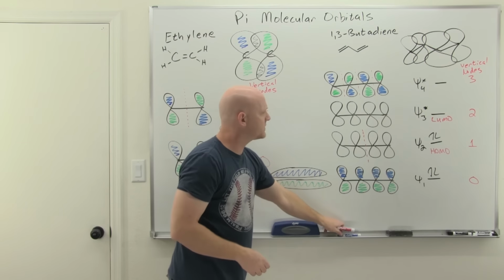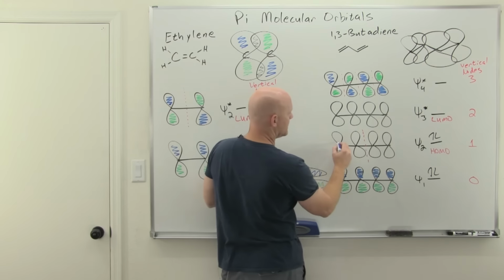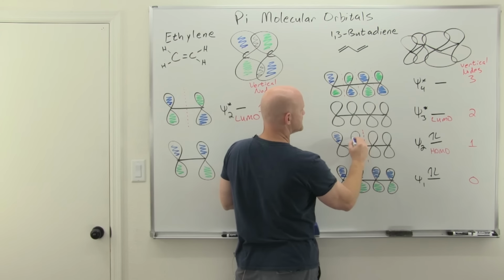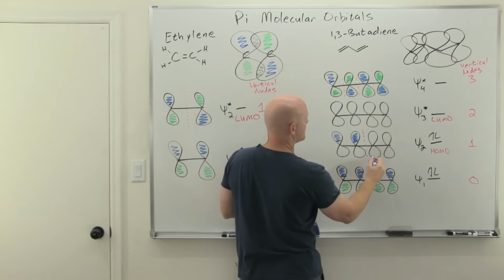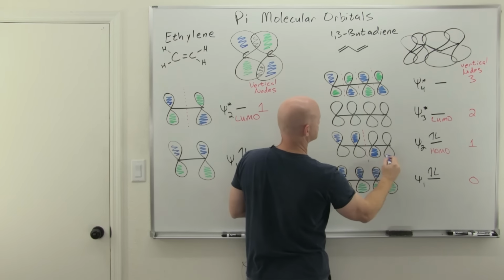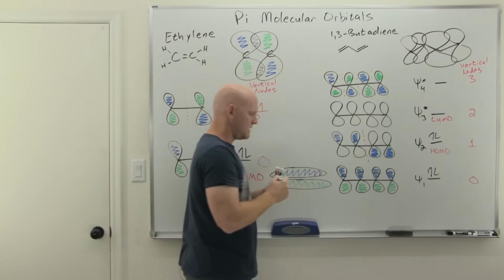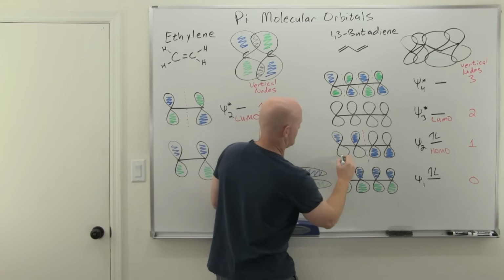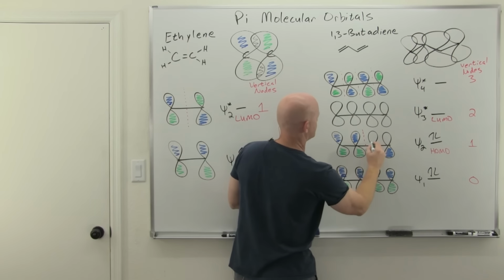And so when you're filling in your molecular orbital diagram, if you don't cross a node, then your wave functions should match. But when you cross a node, that's when they're out of phase and don't match. Cool. And just fill in the other half here.